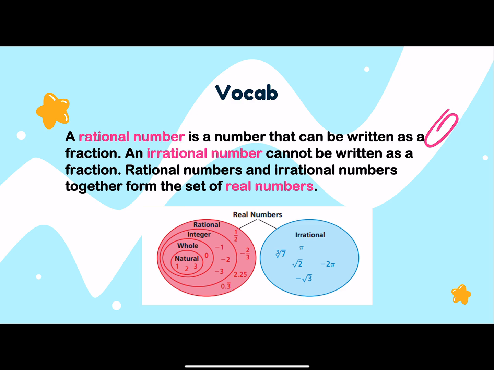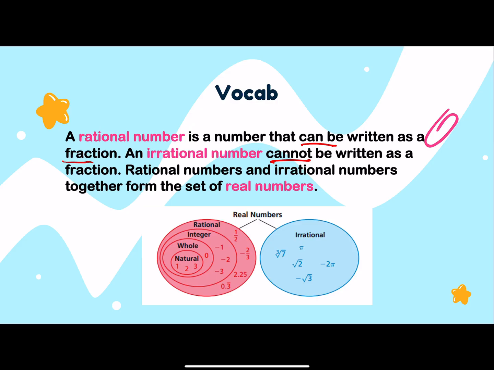A rational number, this is what we've been talking about. This little diagram down here looks a lot like the foldable that you made and like the notes that we took in class. A rational number is a number that can be written as a fraction. That's what we've talked about. An irrational number is the exact opposite of that. It cannot be written as a fraction.